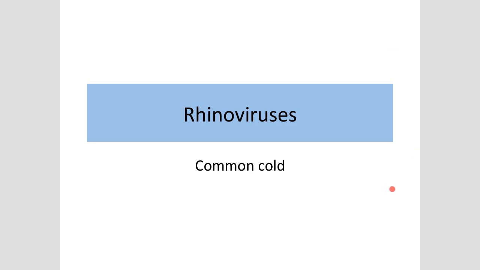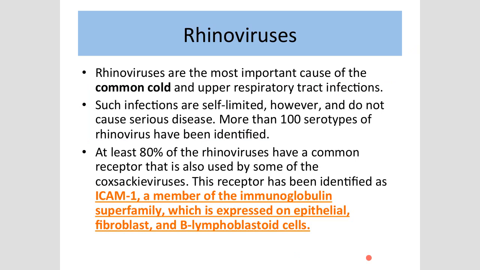Rhino, as the name suggests, has something to do with the nose, and I did mention that they want to settle down at a lower temperature, and our nasal cavity provides them the optimum temperature. And they all cause upper respiratory tract infection.